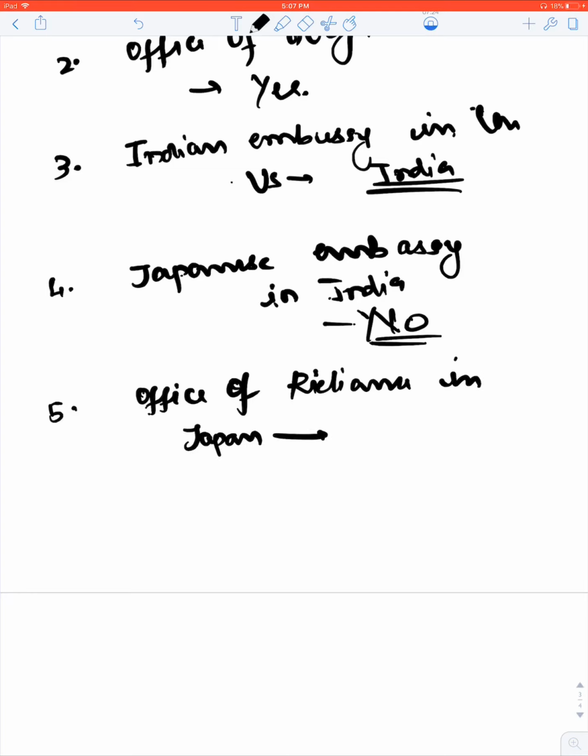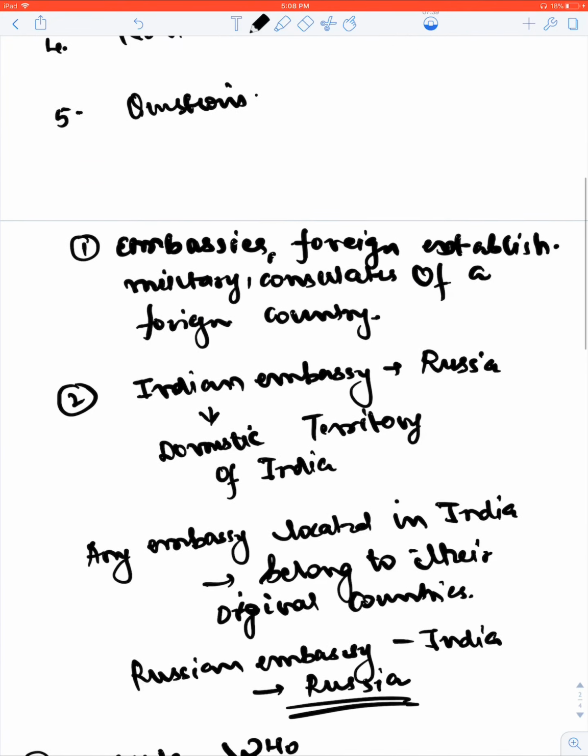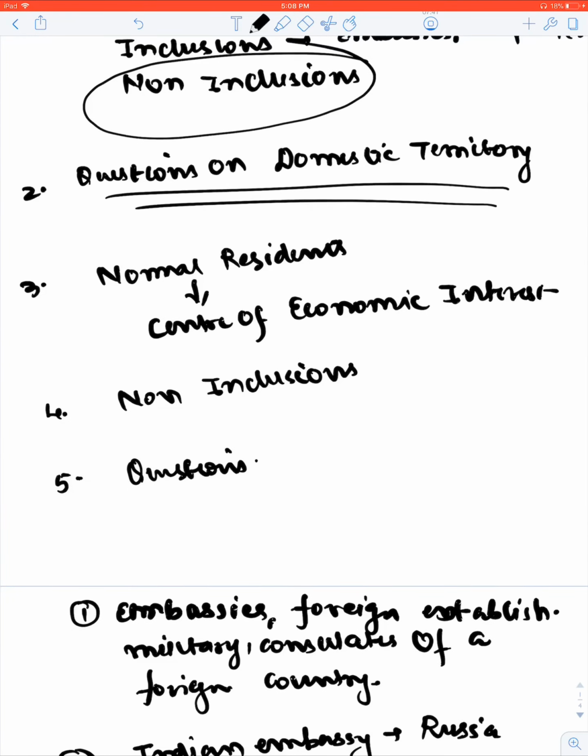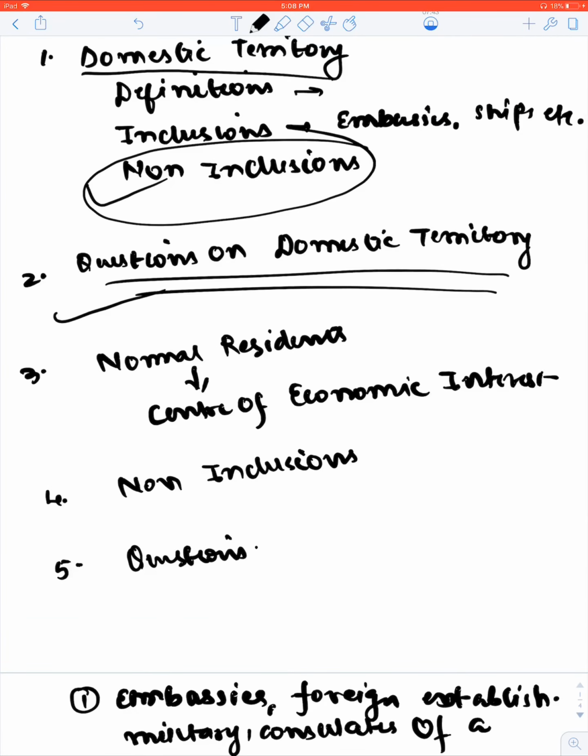It belongs to the domestic territory of Japan, not India. Not India. Okay, so the exceptions go only to the embassies and international organizations like the World Health Organization or UNO. Okay, now let's talk about all these things that are covered.